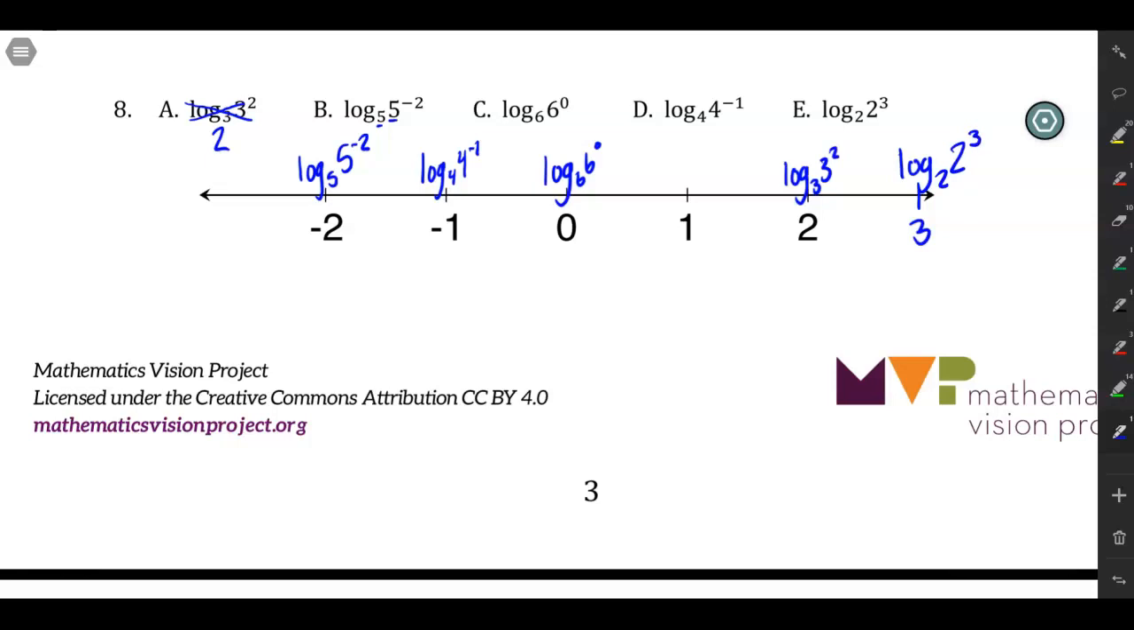All right. So this one should go really easy. We just got to use the log property. The log property that when the base is the same as the number that has an exponent, then you can cancel them out.